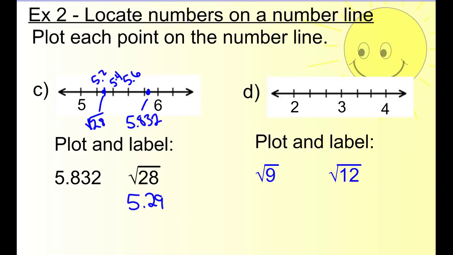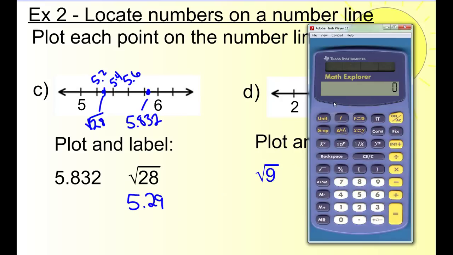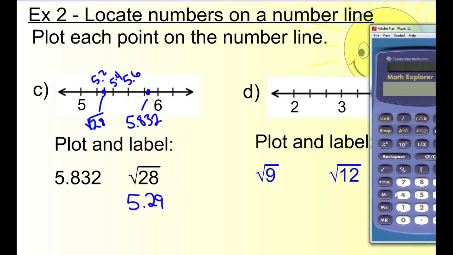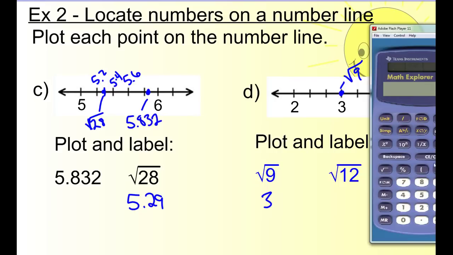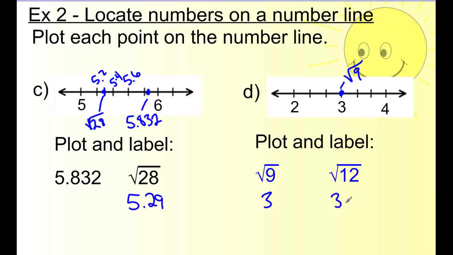Okay. So first thing I'm going to do is I'm going to change both this square root of 9 and square root of 12 to decimals. So the square root of 9 is 3. Well, that one's easy. That's right there. That is the square root of 9. Okay. Square root of 12 is 3.46.